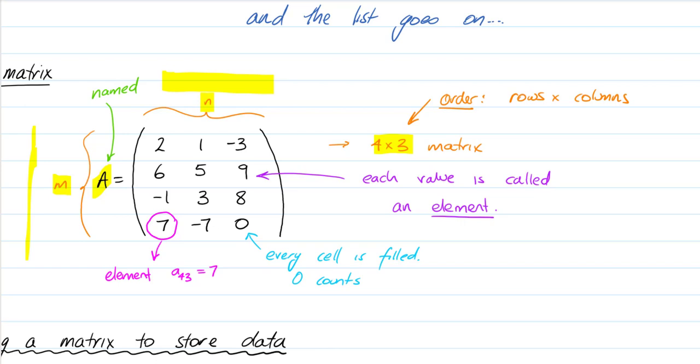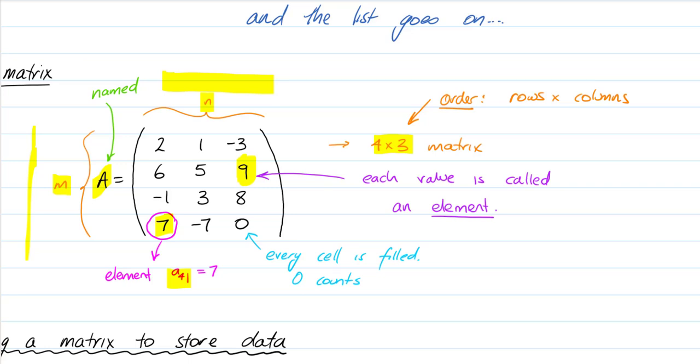Each value is called an element. So this is an element and it's in a cell. So down here you can see this element 7 is in cell 4-3. It's in the 4th row and the 3rd column. 9 is in cell 2-3. It's in the, this isn't 4-3, my apologies. This is 4-1. So it's in the 4th row and the 1st column. Whereas 9 here, that's in cell 2-3. It's in the 2nd row and the 3rd column.